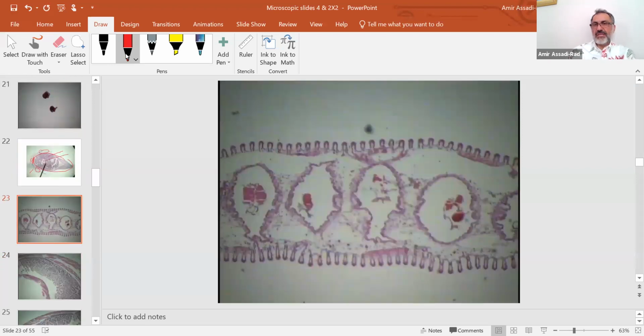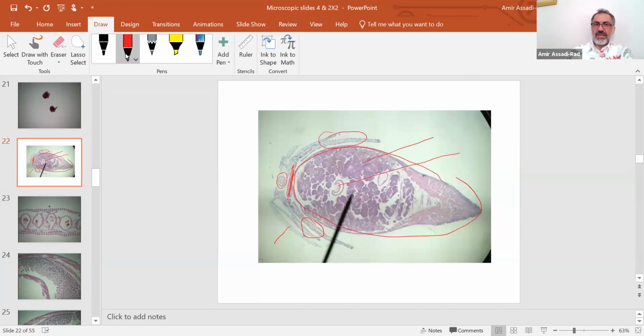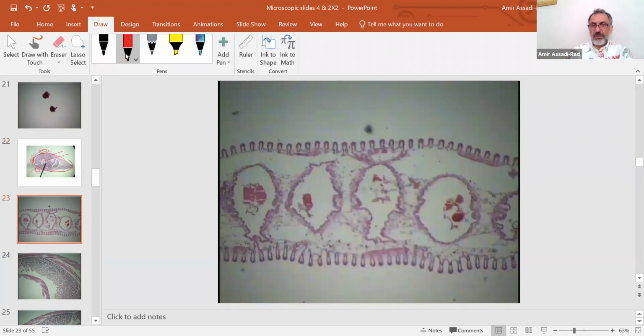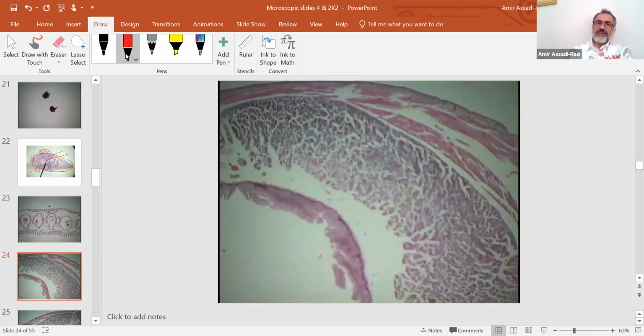This is the clam gill. Same as this one, this is clam gill, of course, but you have the foot in there as well. Clam gill, that's all you have to identify. Clam gill, phylum Mollusca. Okay, this is phylum Annelida.